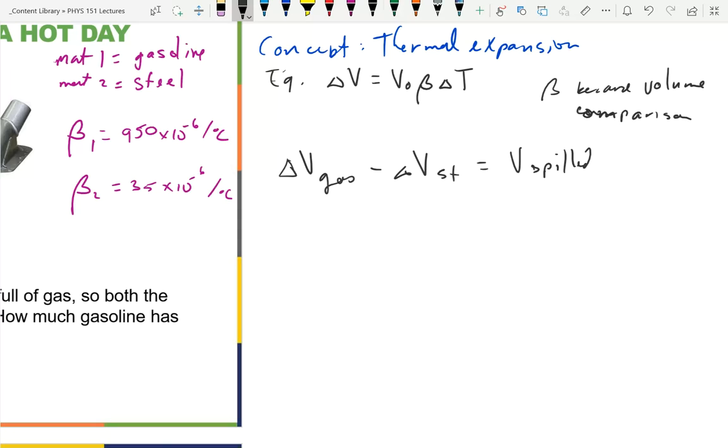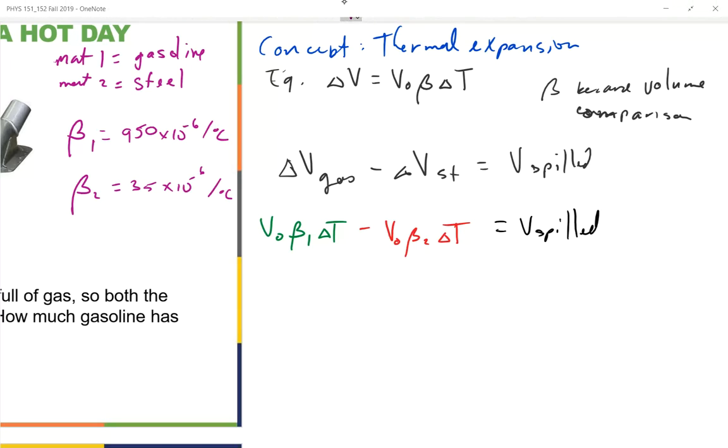So now I just have to put numbers in. Go ahead. What is that? V delta spilled? Oh, V spilled. Yeah, V spilled. Okay, sorry. So now I just put the equation in. For gas, it's V0 beta 1 delta T. For the steel, it's V0 beta 2 delta T. I hate putting extra numbers in the calculator, so I factor out what I can.